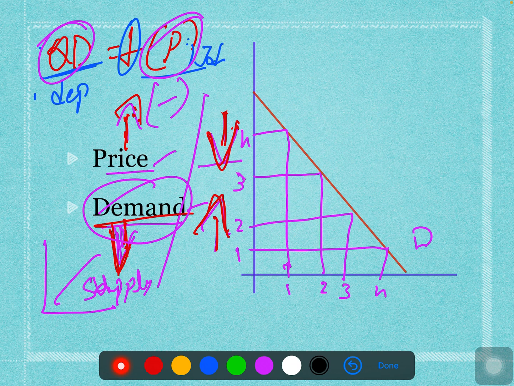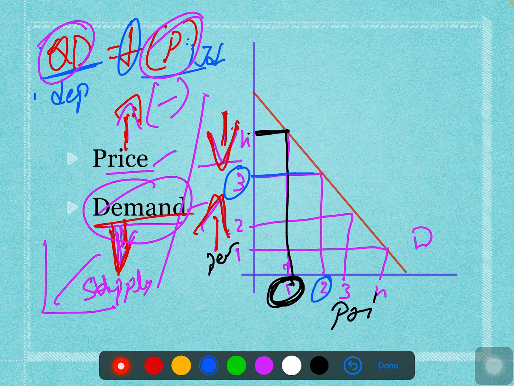Okay, let me explain now. Consider this as the price and this as the demand. What is the price? 1 rupee. What is the demand? 4. Constructed. Now, what is the price? 2. What is the demand? Constructed. Similarly the other points are constructed. All the points are joined and we got the downward sloping curve.